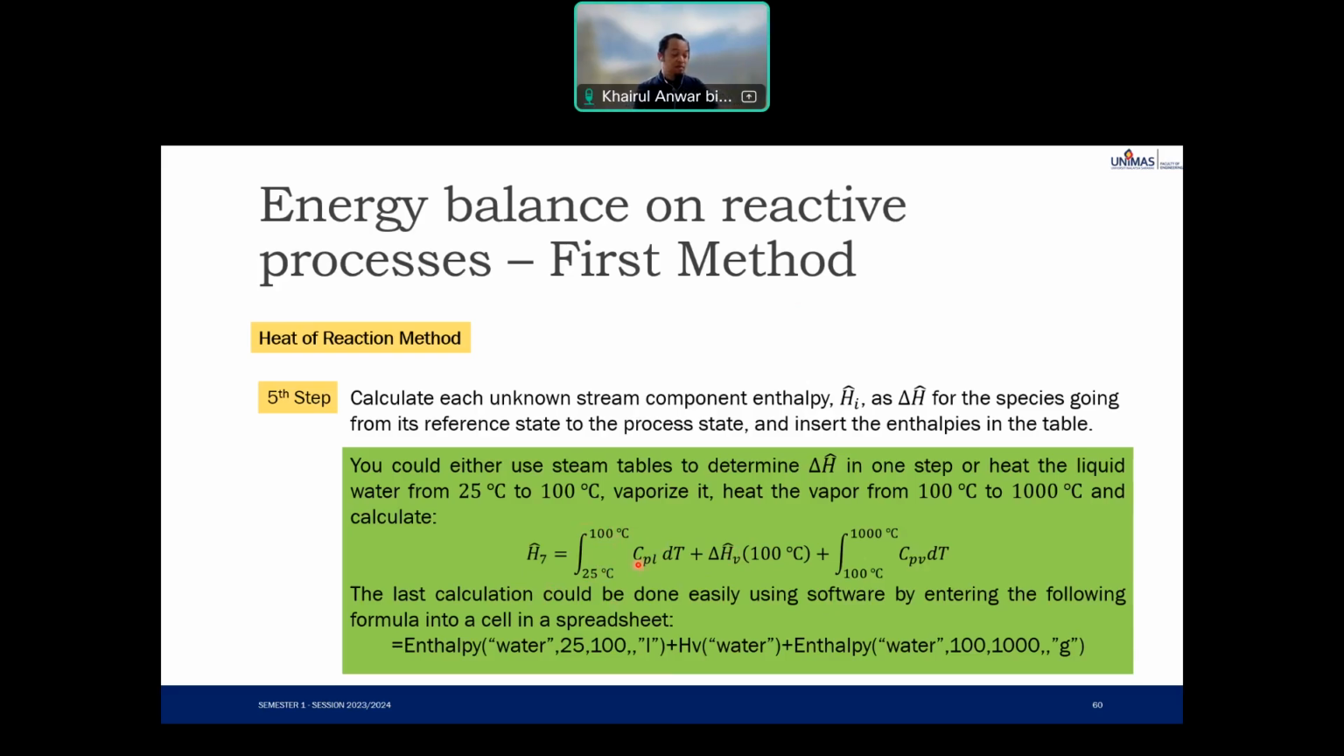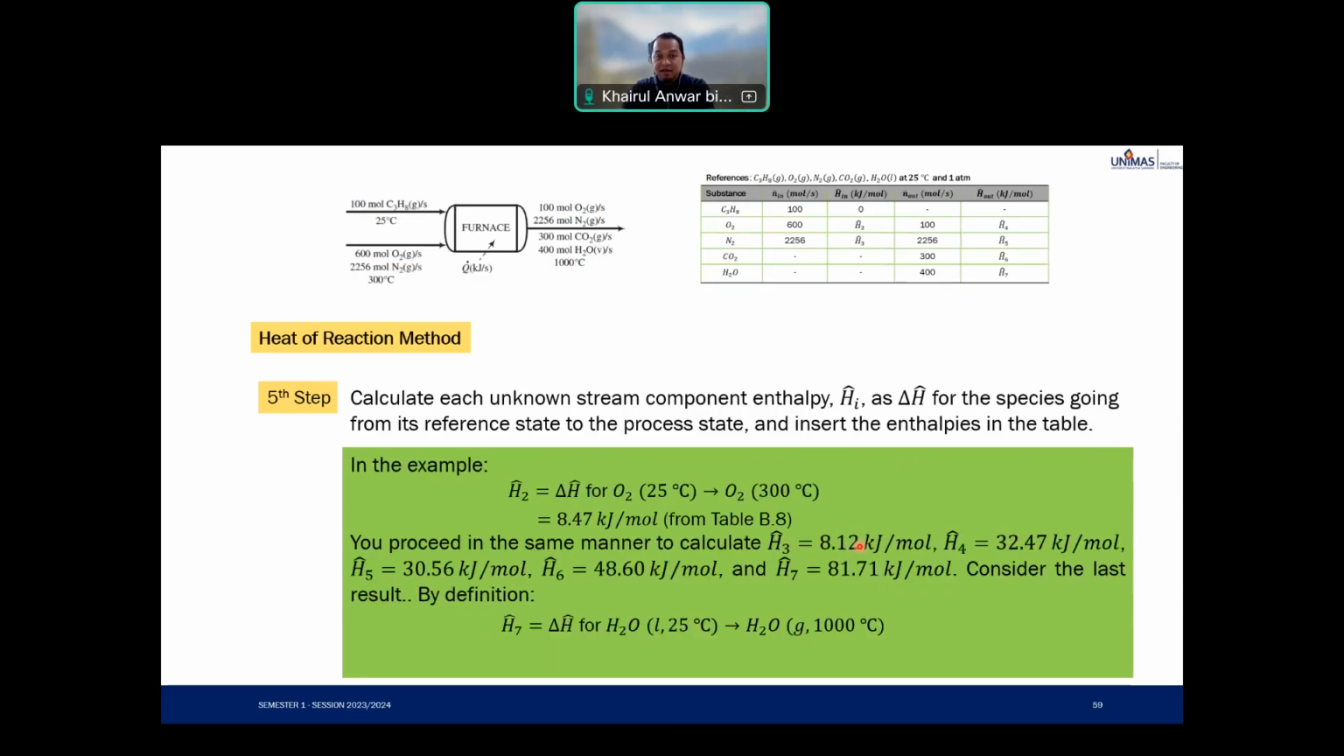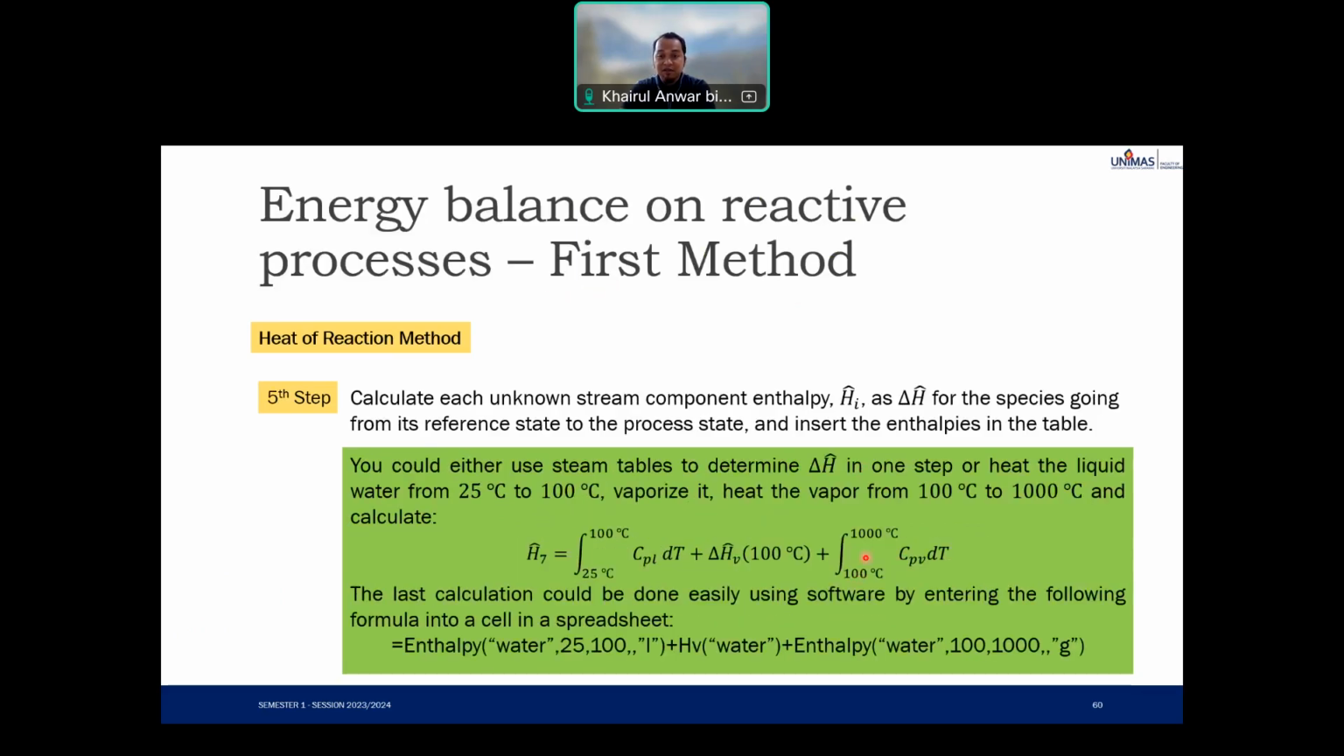So CPL, if you see the CPL, meaning you need to refer to table B2 for water. For table B2 for water, CPL refers to CP for liquid. So meaning you need to choose the form L, liquid form. In this case, only one value for water. Easy. Then this one is from 100 to 1000. Why 1000? Because of the temperature here. Process temperature is 1000. That's why we increase to 1000.